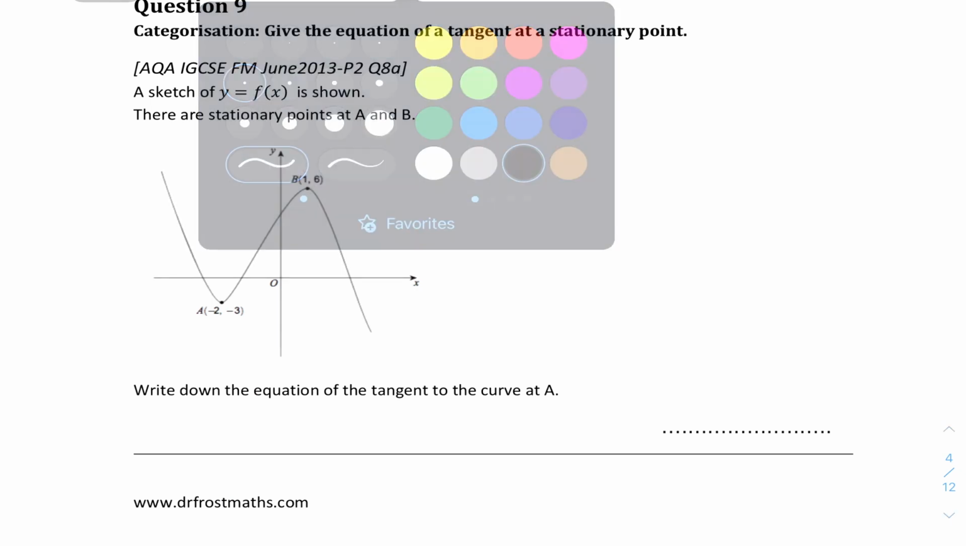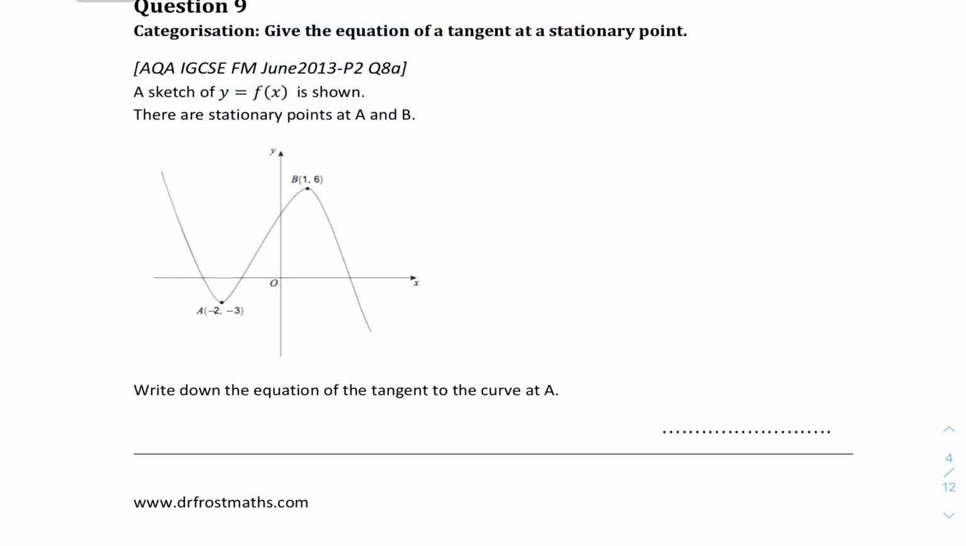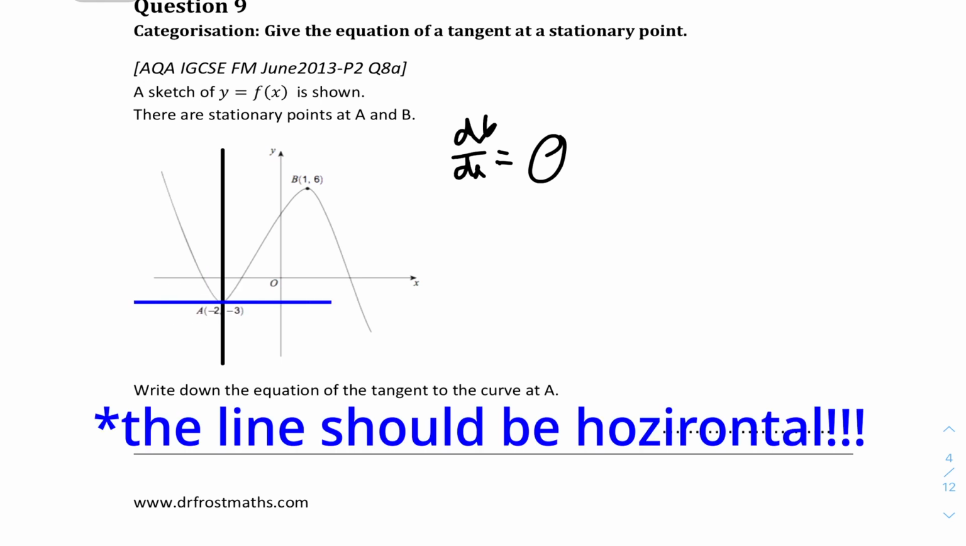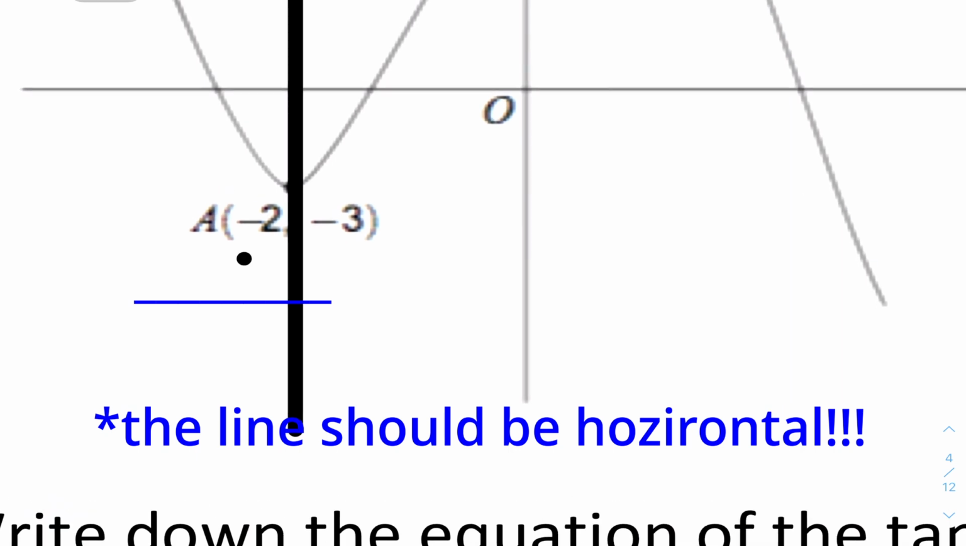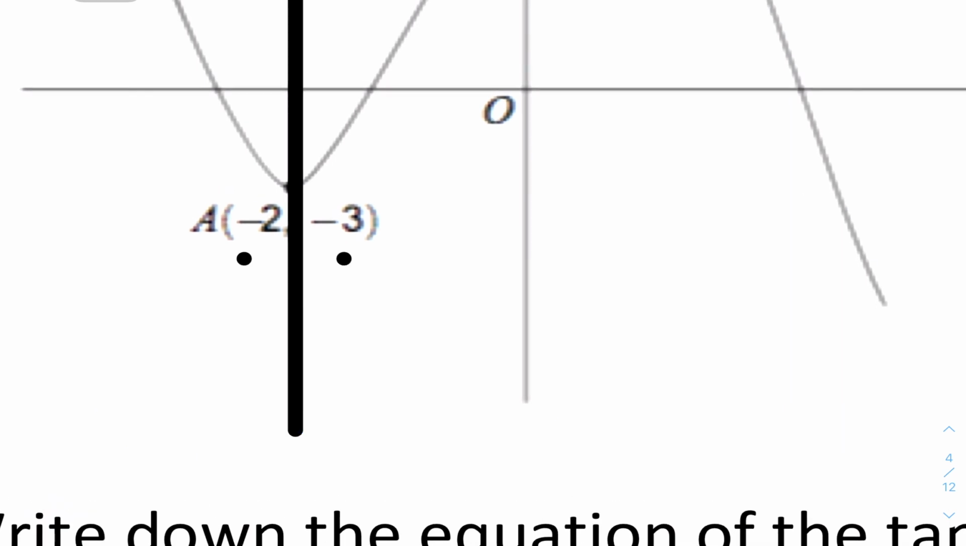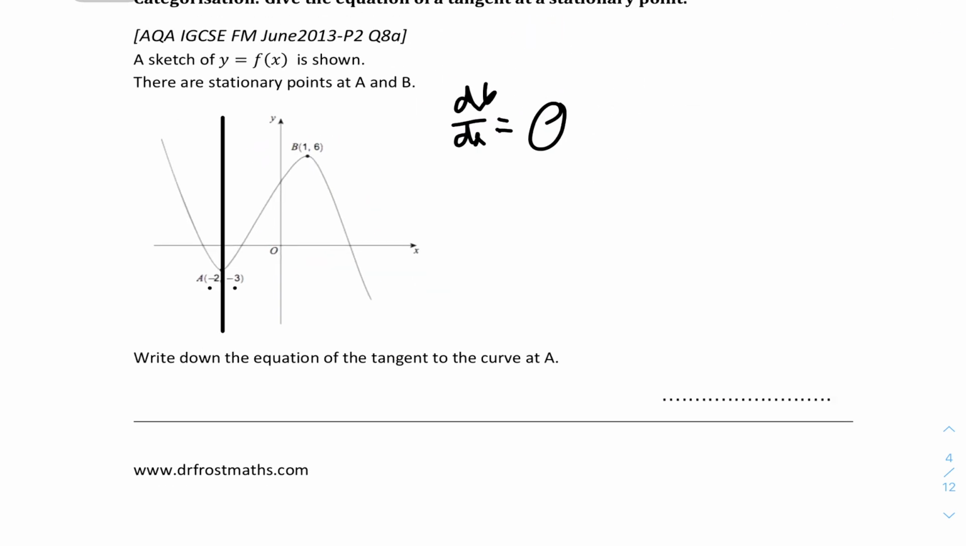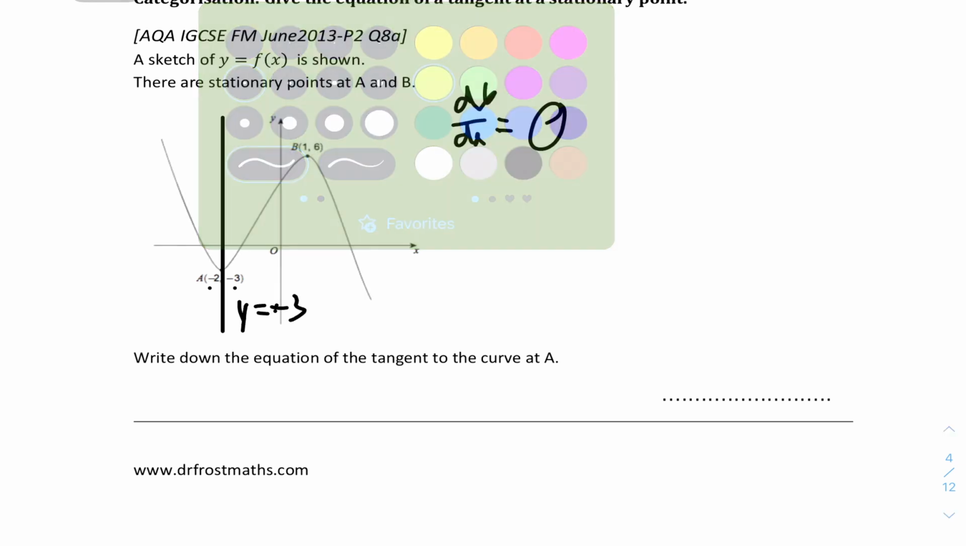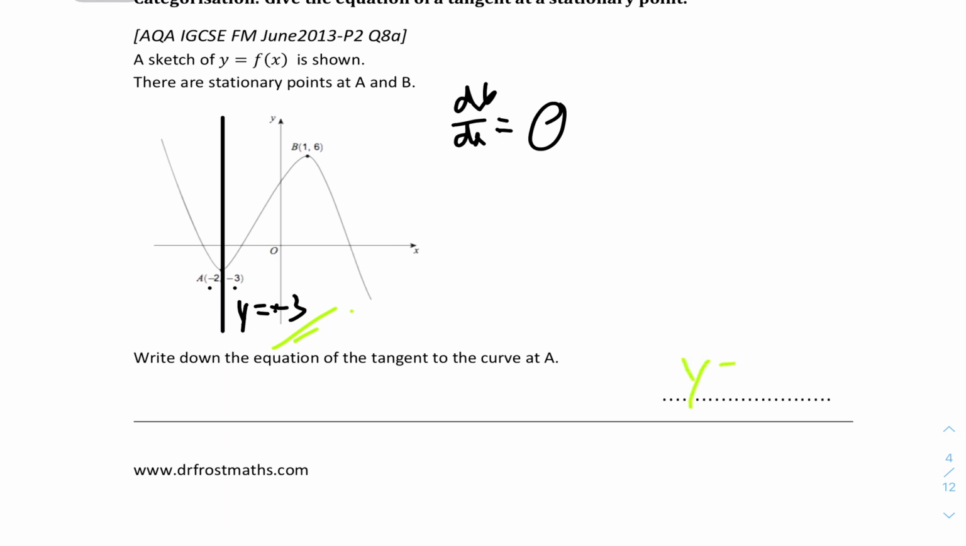In question 9, write down the equation of the tangent to the curve at A. You can notice that A and B are both stationary points, which means that they have a gradient of 0, dy over dx equals 0. So the equation of the tangent is basically a horizontal line like this. And you can notice that A lies at minus 2, minus 3, and the y value is minus 3. That means the tangent to the curve at A must be y equals minus 3, which is quite straightforward. So the answer is y equals minus 3.